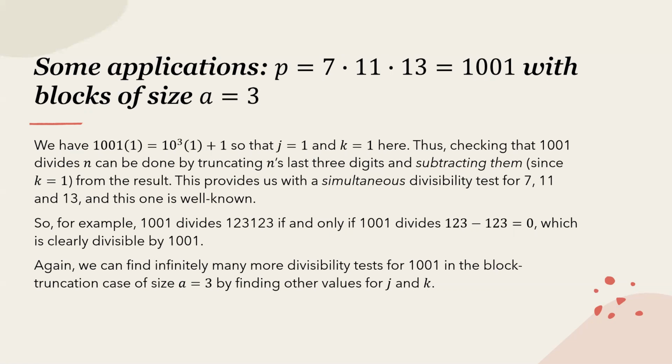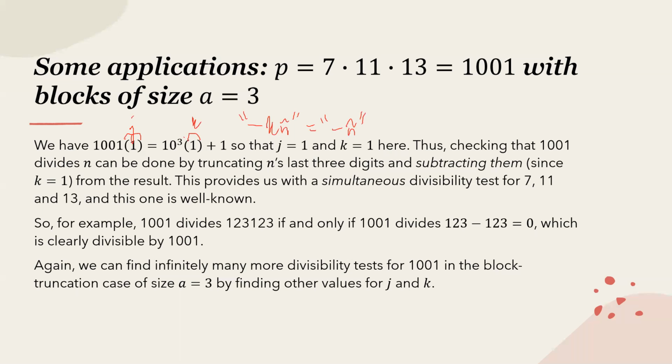1001 times 1 is equal to 1000 times 1 plus 1. So this is our K right here. This is K. This is our J. And so what are we going to do? It's going to be minus K times this n hat thing. You have to actually multiply by the last 3 digits here. So in this case, K happens to be 1. So it's just minus this n hat thing.